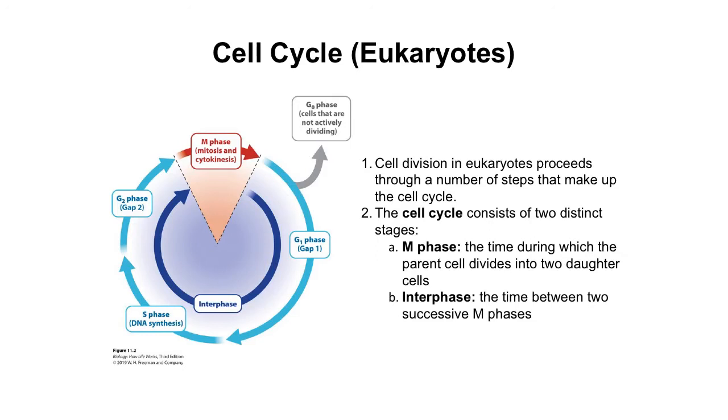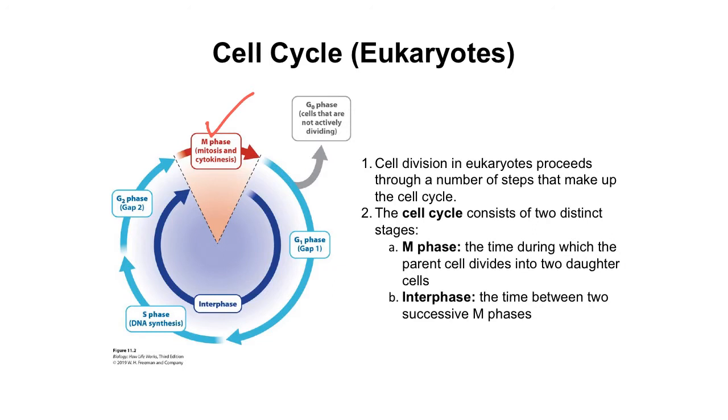The process of mitosis is simply a small part of a large and complex sequence of events that happen on a very regular cyclical basis called the cell cycle in eukaryotes. Cell division in eukaryotes proceeds through a number of sequential steps that make up what we call the cell cycle. And the cell cycle consists of two distinct stages. We have the M phase, and the M phase consists of mitosis and cytokinesis.